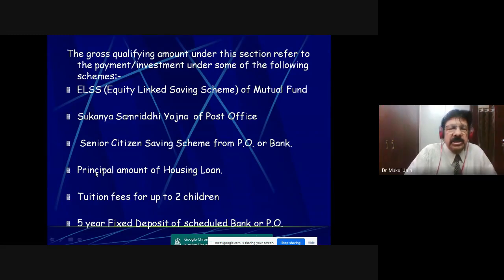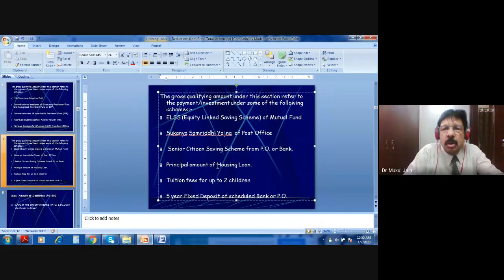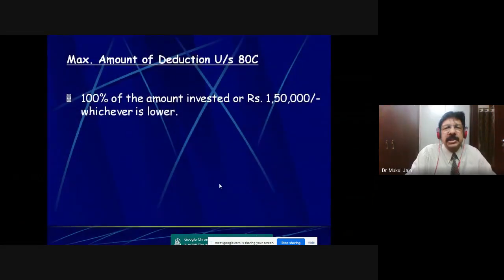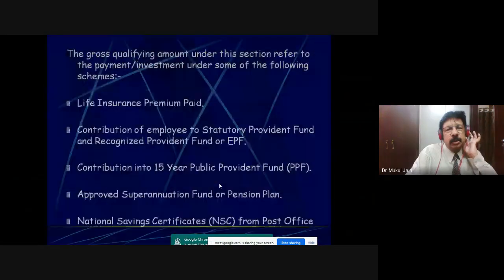Then next is principal amount of housing loan. If you have taken a housing loan and you are paying the EMI, the principal amount of the EMI of housing loan is also eligible for this. Then tuition fees for up to 2 children also come into this. Then 5-year fixed deposit of scheduled bank or post office is also eligible under section 80C. Will you remember this?